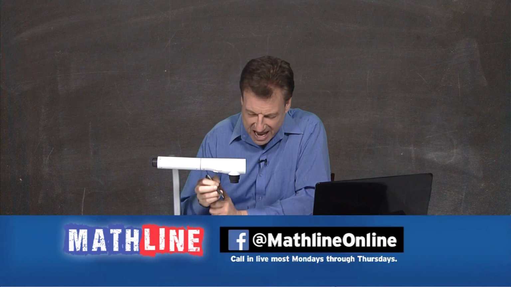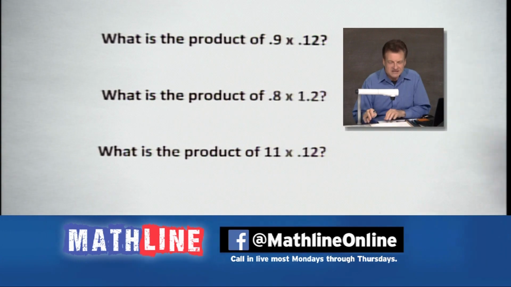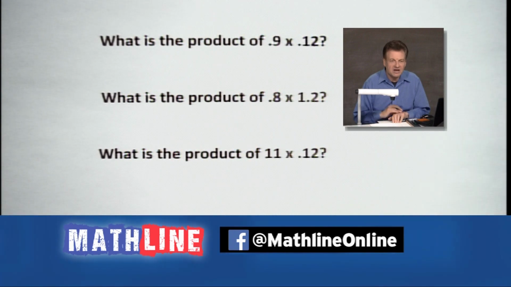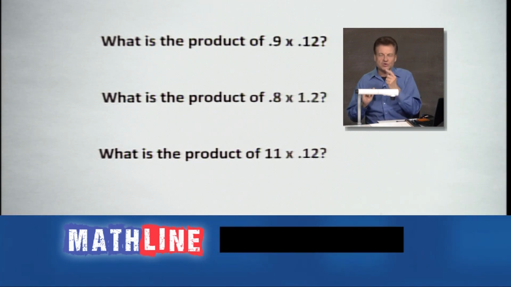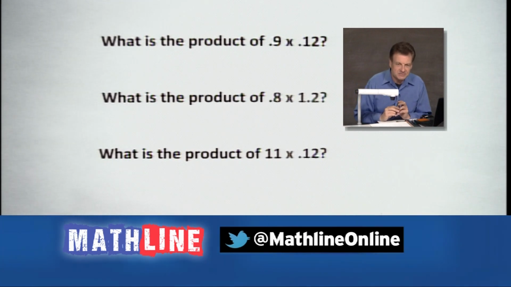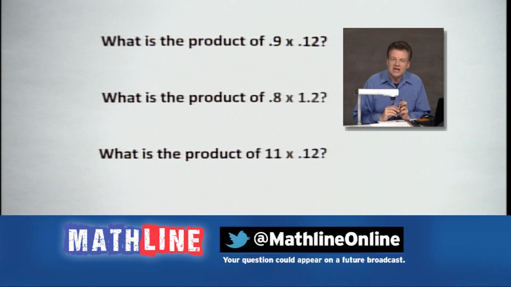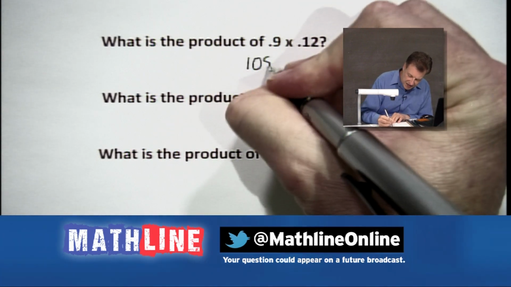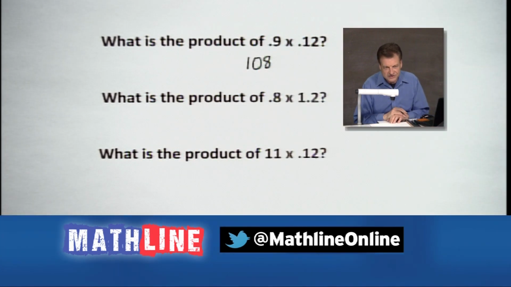Let's take a look at what is the product of 9/10 and 12/100. Wow, that's a good bit of numbers there. But first of all, we know 12 times 9. Now 12 times 9, dear friends, you got it, right? It's going to give us 108. So we put our 108 right down there.